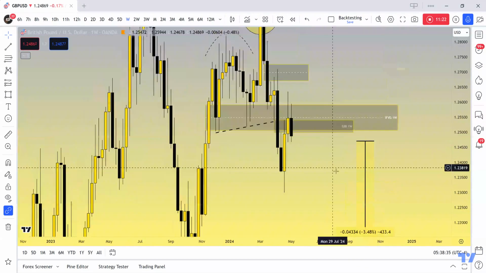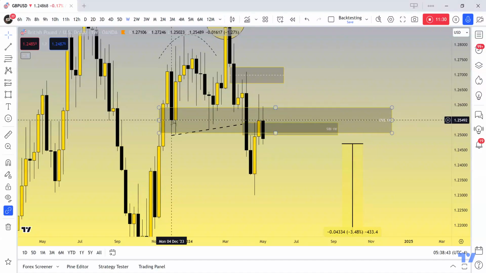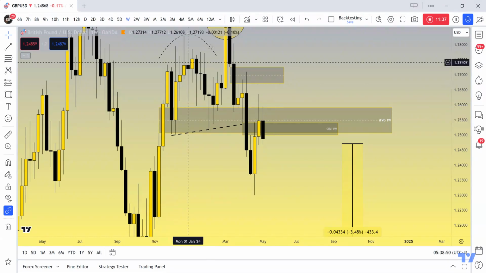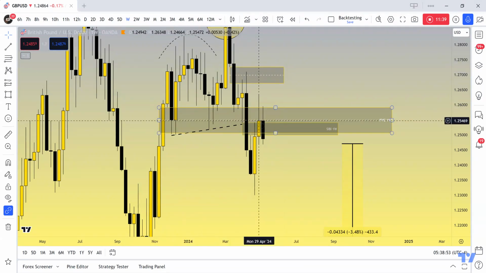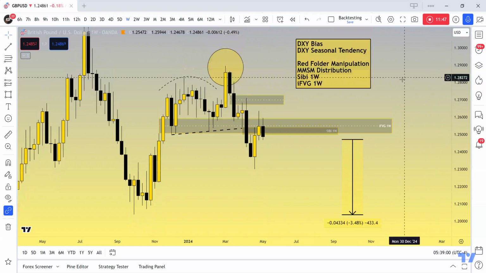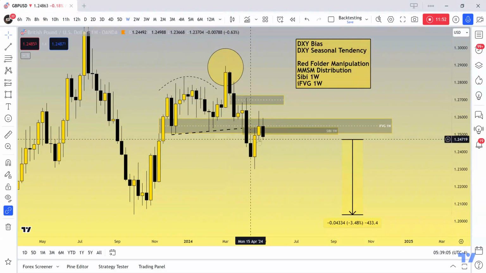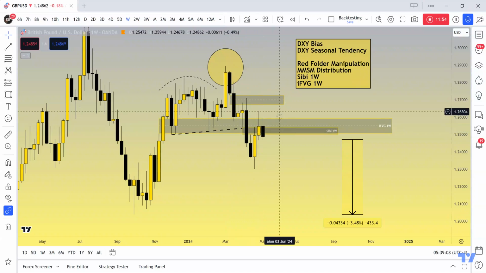What I like about this is that the bodies are very cleanly respecting the midpoint of this gap. You see over here, the bodies use the consequent encroachment of the gap as support. And here, almost exactly at the same price, using it as resistance. So this is good, and what I like to see. The red folder news was the manipulation here, NFP more over here as well, inducing buyers into the market before wrecking them.